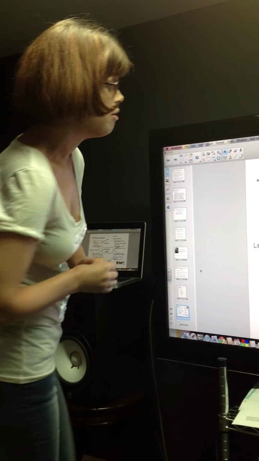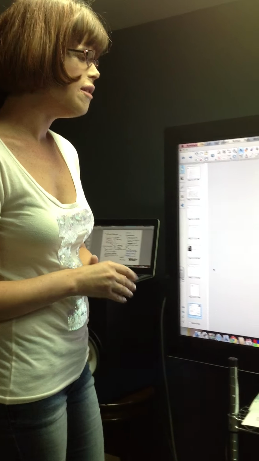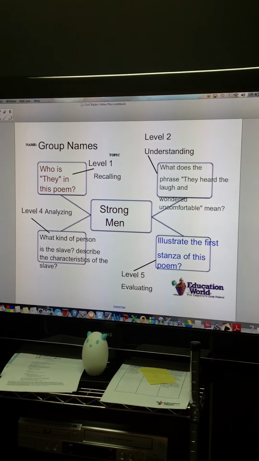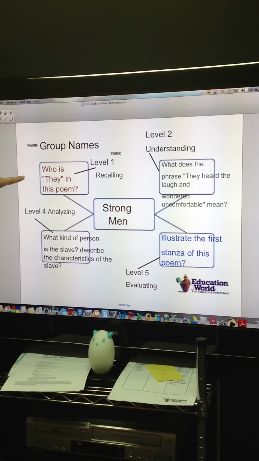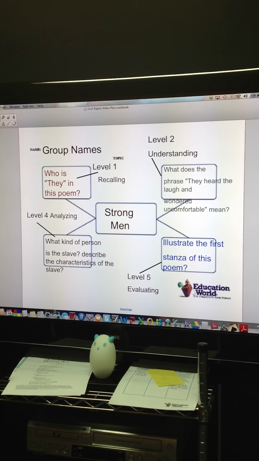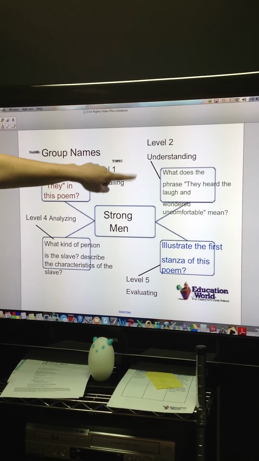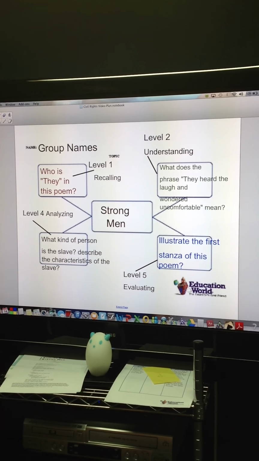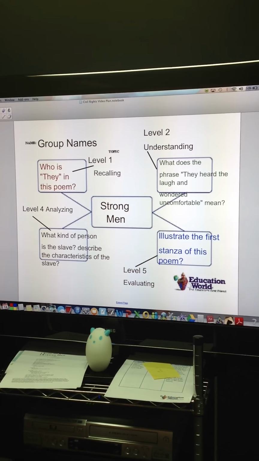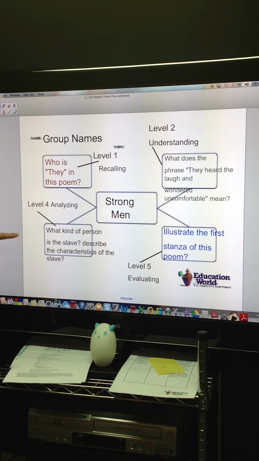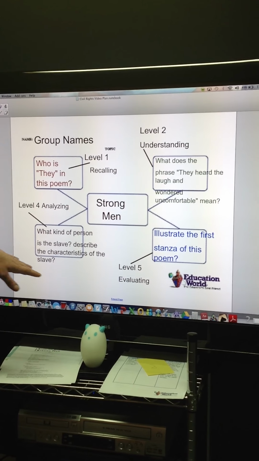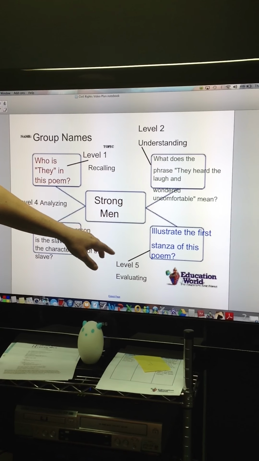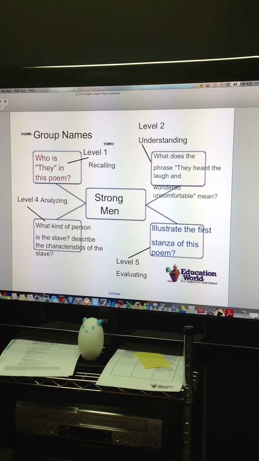Okay, and then they're going to get question maps, and this is what they're going to look like. Okay, each student is going to get one. And this is an example of a level 1 recalling question: who is they in the poem? Level 2, understanding: what does the phrase, they heard the laugh and wandered uncomfortable mean? Level 4, analyzing: what kind of person is the slave? Describe the characteristics of the slave. And level 5, evaluating: illustrate the first stanza of this poem.